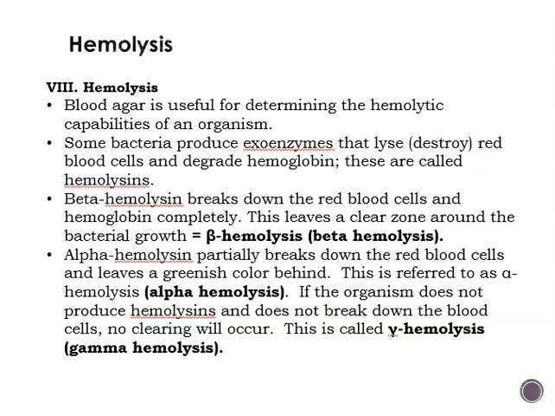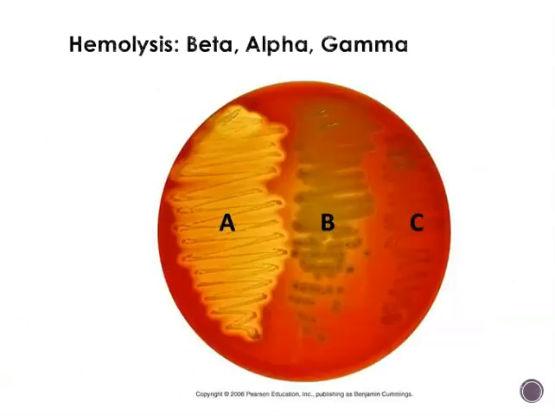Alpha hemolysin only partially breaks down the red blood cells. It leaves a green to brownish color around the colony itself. That's referred to as alpha hemolysis. That green to brownish color is caused by the presence of biliverdin, which is a byproduct of the breakdown of hemoglobin. And if the organism does not produce hemolysins at all, it does not break down the blood cells either partially or fully. So no clearing occurs, no different color will be produced in the media. That's called gamma hemolysis.